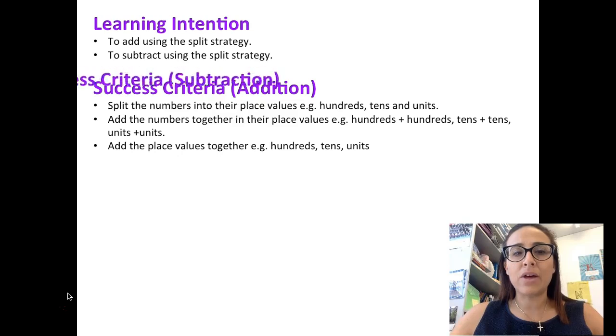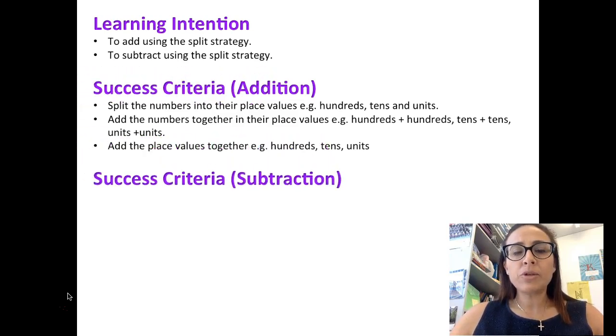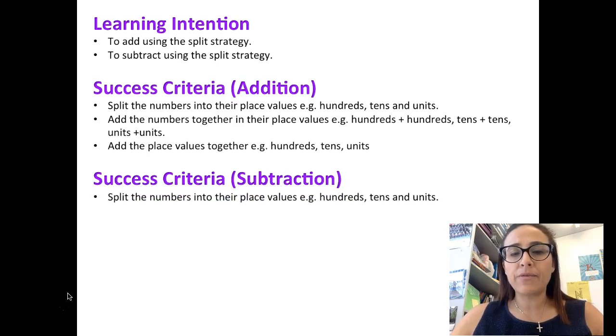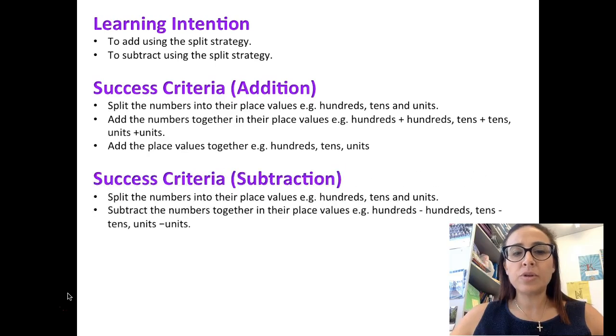For subtraction, you need to, again, split the numbers into their place value, hundreds, tens, and units. Then you need to subtract the numbers together in their place value, hundreds minus hundreds, tens minus tens, units minus units. And then you need to add the place values together, hundreds, tens, and units.